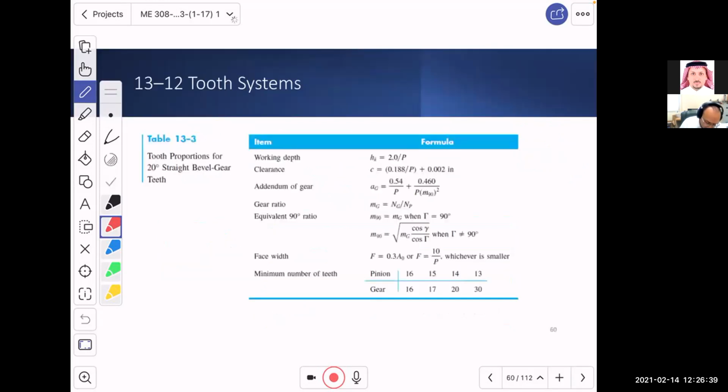Then we have the bevel gear system. For bevel gear, we have the working depth, clearance, addendum and dedendum.